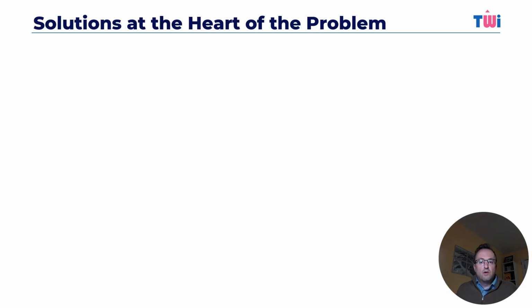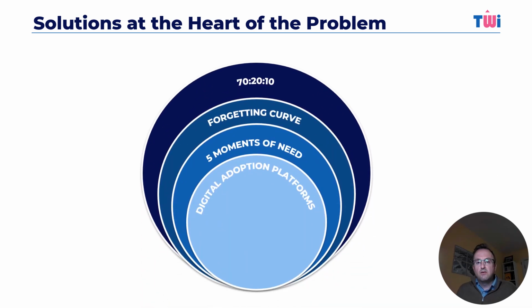So to bring it back to our earlier problem, we've got a 70-20-10 approach to learning that's breaking down and a forgetting curve that's more keenly felt due these days to the increased pace of software change and rollout. However, we also have a solution to both of these problems, and that is taking on learning in the moment of need and embracing the power of digital adoption platform.